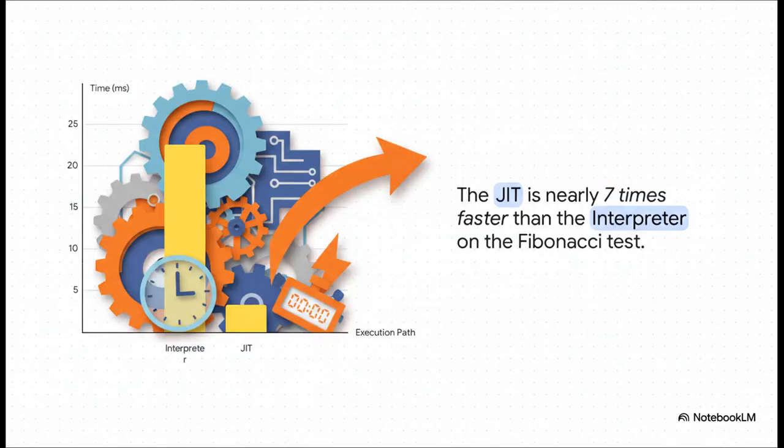And to really put that Fibonacci benchmark into perspective, just look at this chart. That tall bar, that's how long this simple interpreter took. And that tiny little bar right next to it, that's the JIT. You can barely even see it. That's what a nearly 7x speedup actually looks like. It's the difference between waiting for a result and getting it instantly.